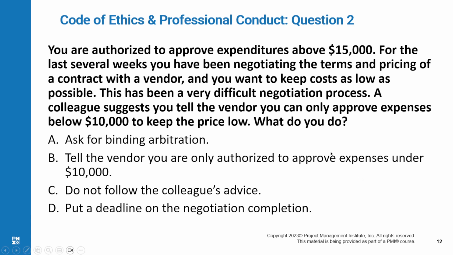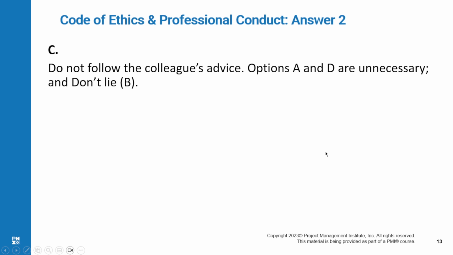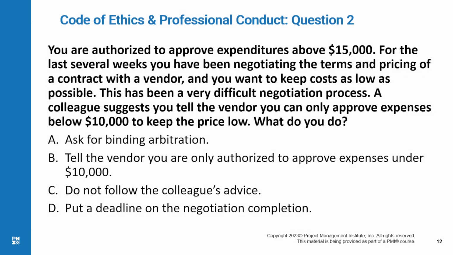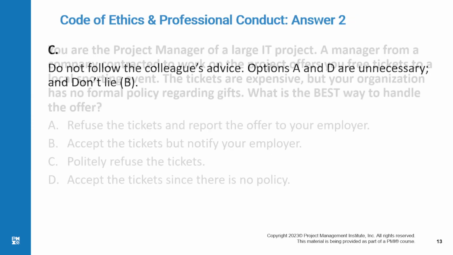Okay, let's see the damage. C. Don't lie. B is lying. Don't follow your colleague's advice. A and D are not necessary. A is about a binding arbitration. Arbitration is when you get a third party to resolve a problem between the buyer and the seller. There's no problem between you and the contractor. And you don't need to put a hard deadline. Negotiations sometimes take time. Right, next question.